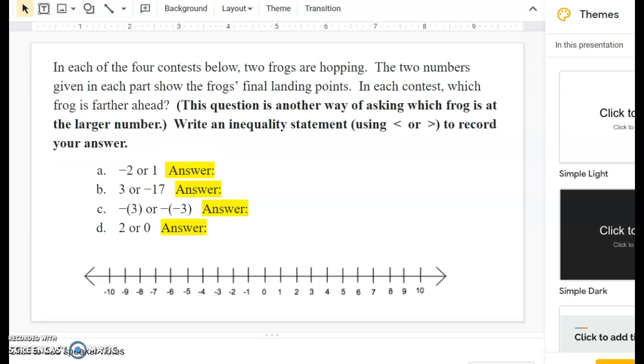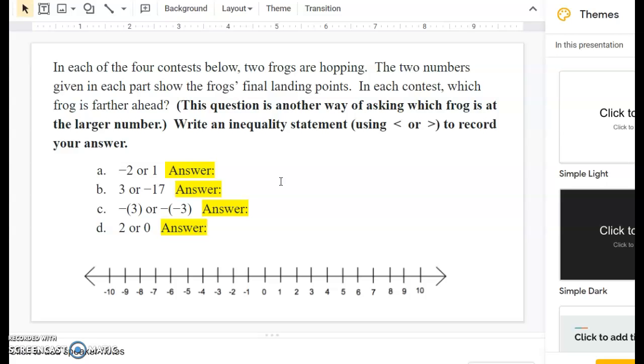In each of the four contests below, two frogs are hopping. So you'll see there are two numbers for each answer. So the first one is -2 and 1. So each of those answers gives the landing point for one of the frogs. So the two numbers given in each part show the frog's final landing point. In each contest, which frog is further ahead?